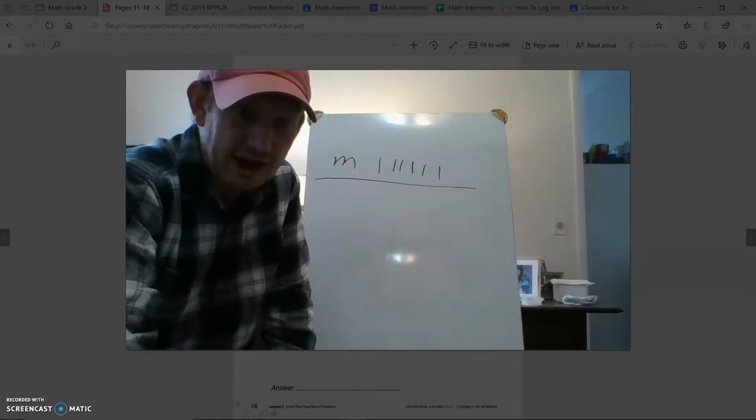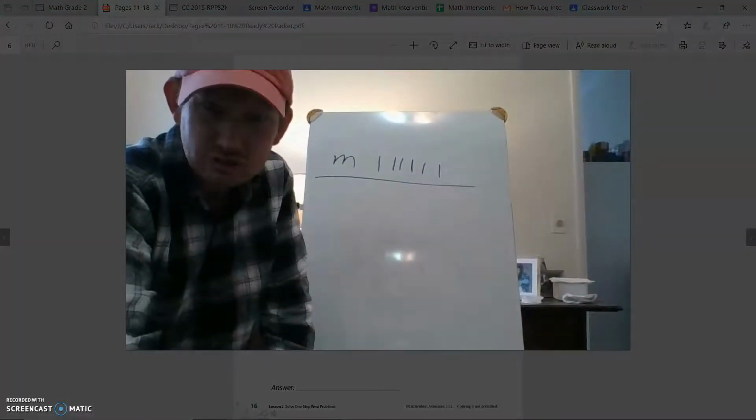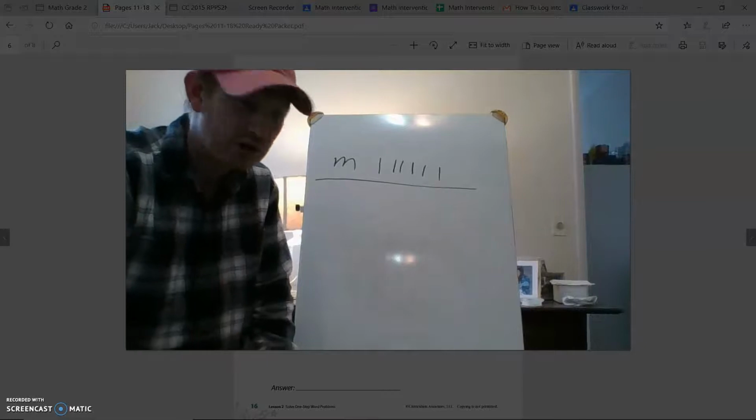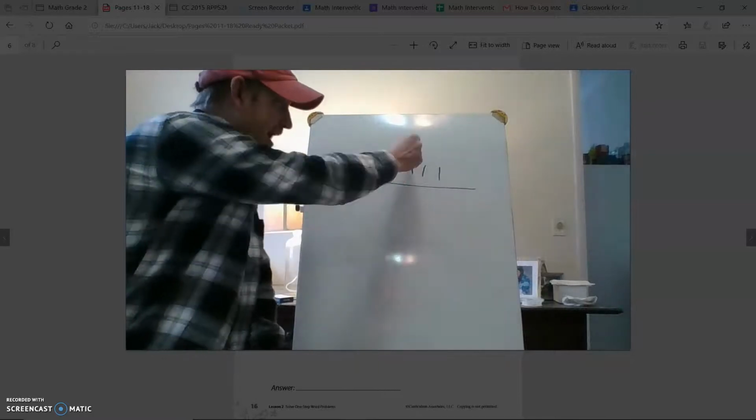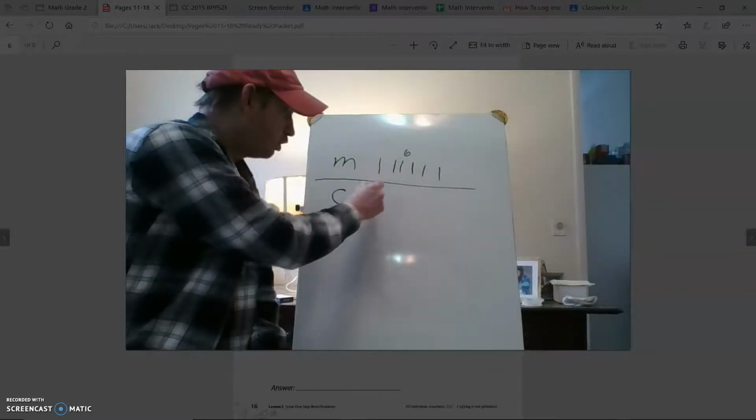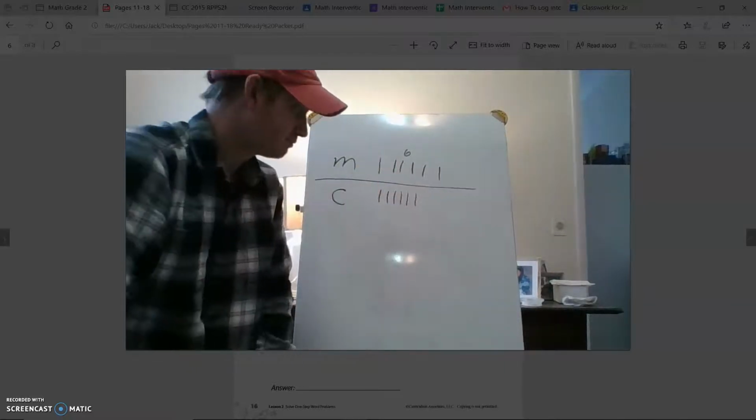Then I know that I have 4 fewer markers than crayons. Fewer means less. So there are 4 less markers than crayons. Well, if there are 4 less markers than crayons, that means there's more crayons. So I'm going to draw the same number as up here. We had 6, so I'll draw 6 again. 1, 2, 3, 4, 5, 6.